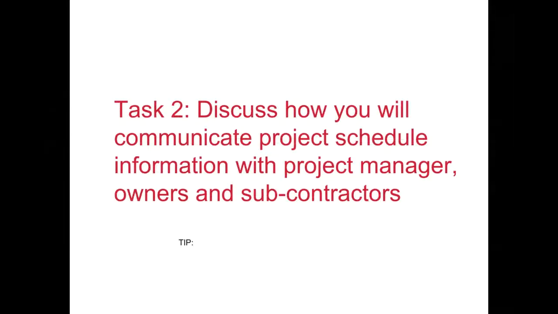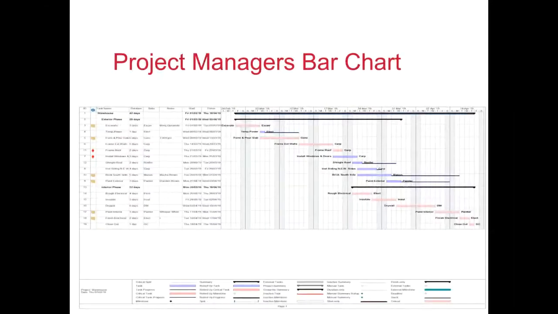All right, so we will discuss a few things. Firstly, discuss how you will communicate project schedule information with the project managers, with your owners, and the subcontractors, right? When it comes to information sharing, we cannot share all the information with all the stakeholders, so we have to be sensible in this. So for instance, if it is for the project management team, this is a software output produced by Microsoft Project of the same project which we were discussing. So the work has started and it has got all the information about the float.